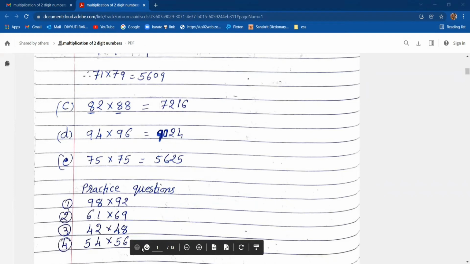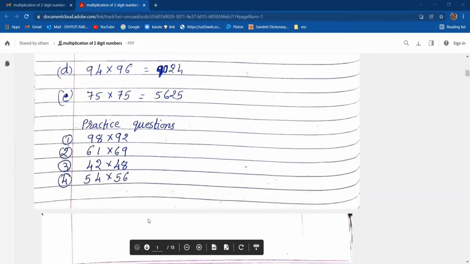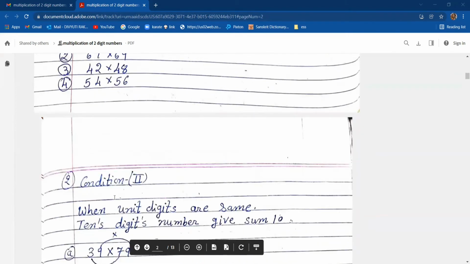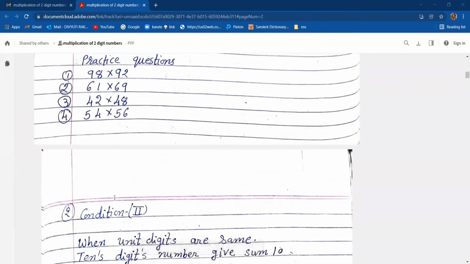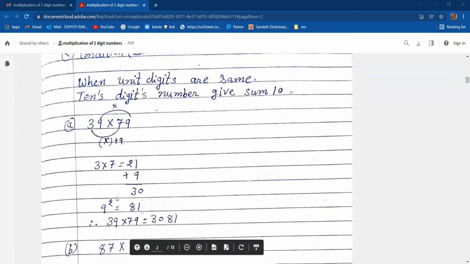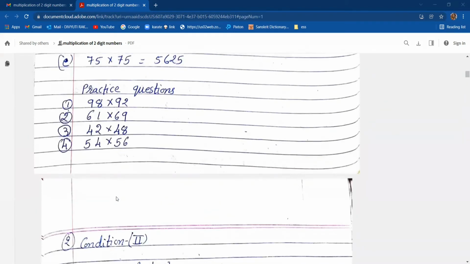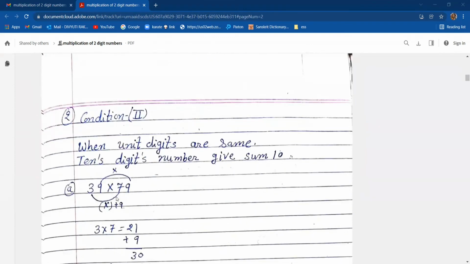Here are some questions for practice. You can make your own questions. Nothing is difficult in preparing these questions either, so do more and more practice. Practice is very important, because otherwise you will forget or get confused about which method you have to apply where. To avoid that kind of confusion, you should do more and more practice of this kind of method. I think that method is clear now.